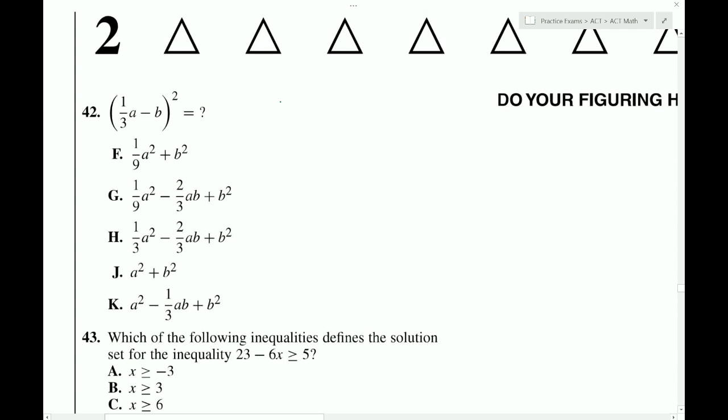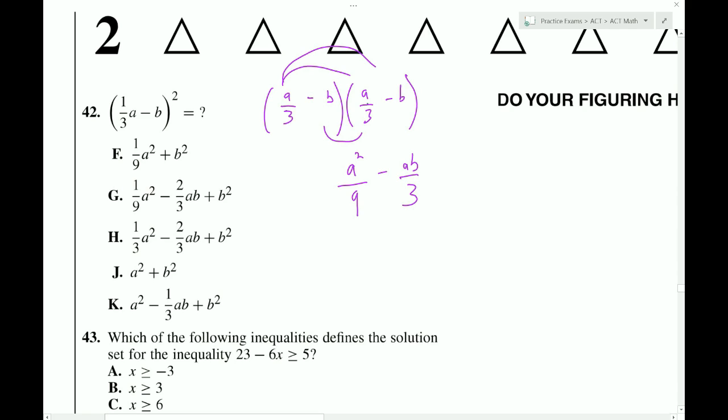Right, so here we have to FOIL, and what I prefer to do is instead of 1/3 a, I write it as a over 3. Same difference, right? A over 3. So now we do first, we get a squared over 9, and then we do outer, that's minus ab over 3. We do inner, that would be another minus ab over 3. And we do last, we get plus b squared.